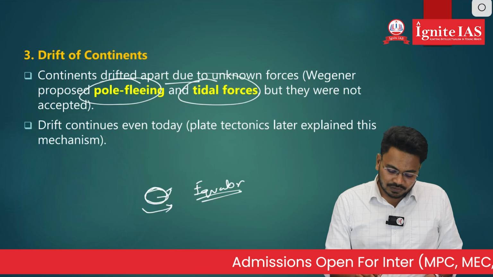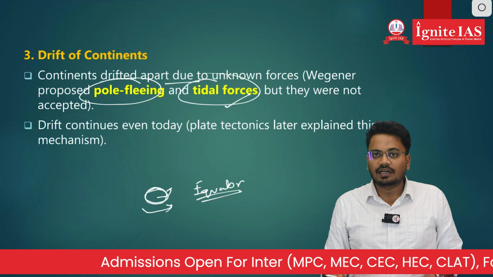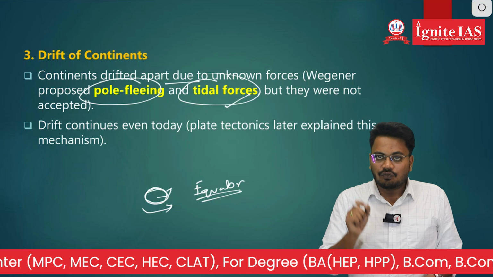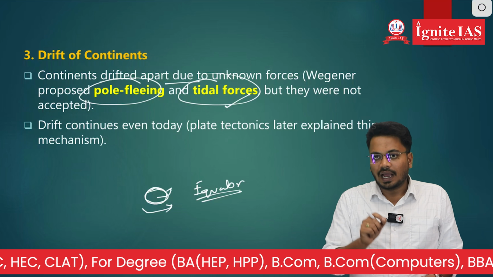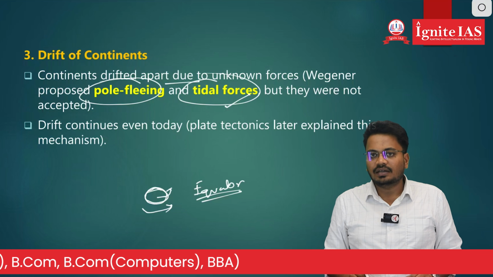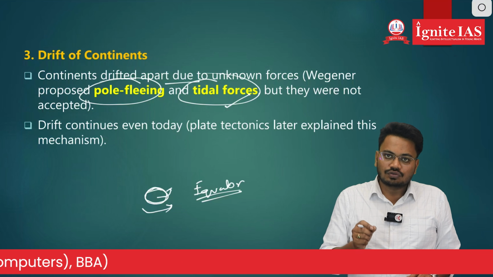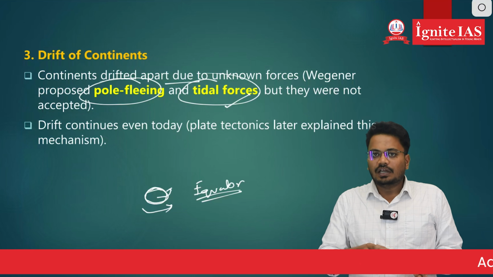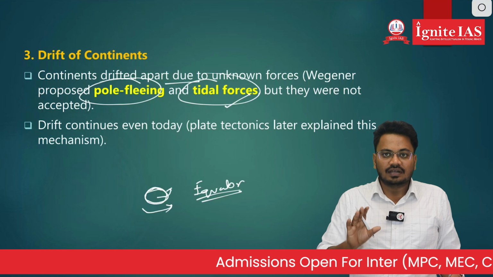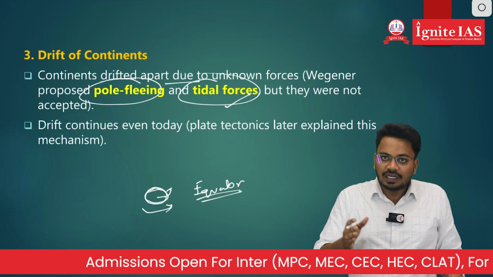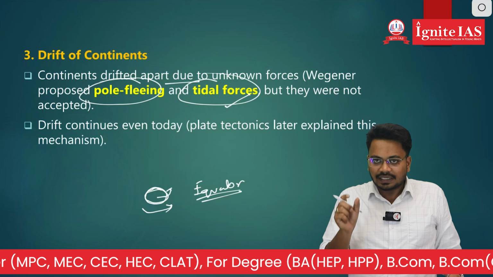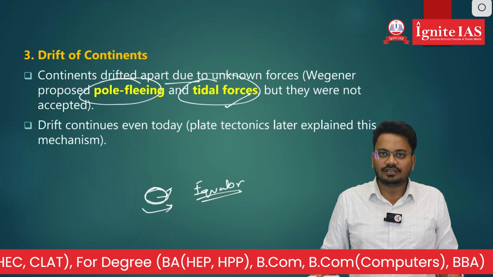Now the second force is called tidal force. What is meant by tidal force? Tidal force is nothing but the gravitational force of the sun and moon acting on the earth. The point here is he is saying that because of the gravitational force of the sun and moon, we have high tide and low tide, and because of these high tides and low tides, the drifting of the continents is happening. So this is the reason given by Alfred Wegener.